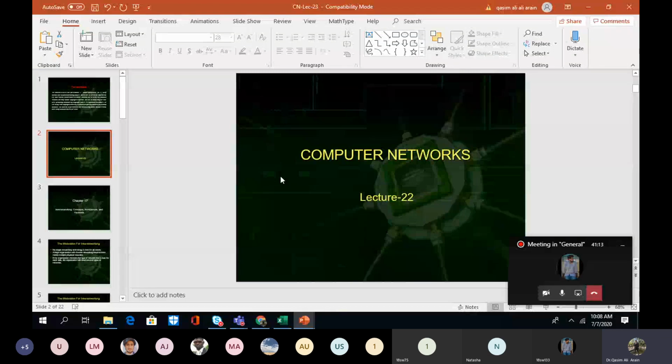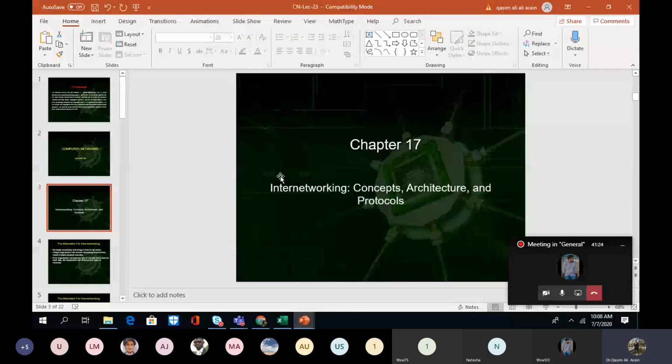So first of all, I'm just going to make a base for you guys of what I'm going to teach you today regarding this particular idea, right? So this is what we are going to learn today in this chapter: the concept that is called internetworking, I mean concepts, architectures and protocols. So how we are going to create an internet network.